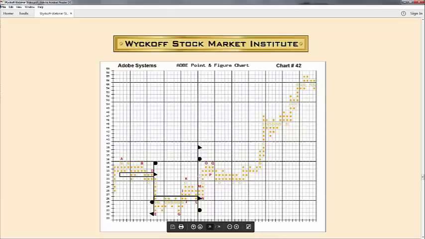Now, something else that I want to talk about here. Adobe, if you take a point at the secondary test, the last point of support, excuse me, okay, we had a count of 5, 10, 14 points. We had objectives of between $39 and $36 a share. Adobe at point O reached $35 a share. It then went through more reaccumulation and rallied all the way up into the 50s and 60s.